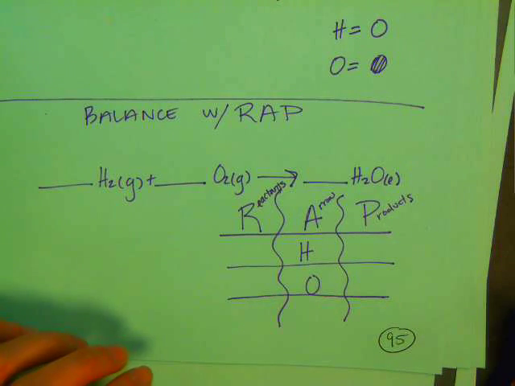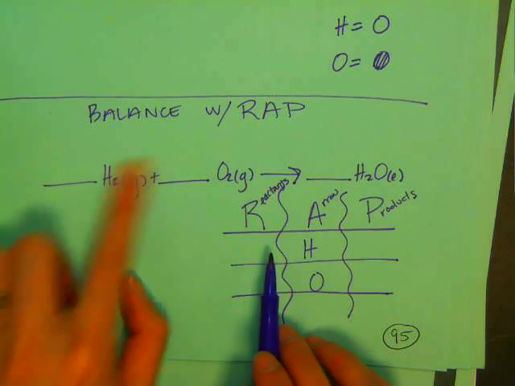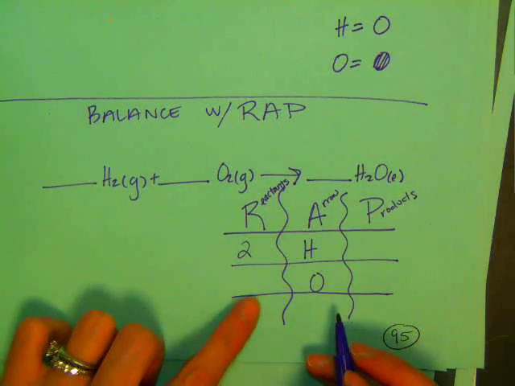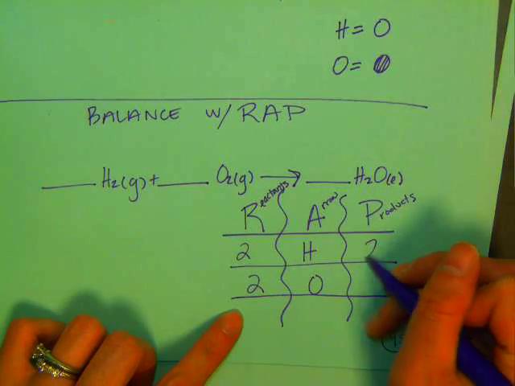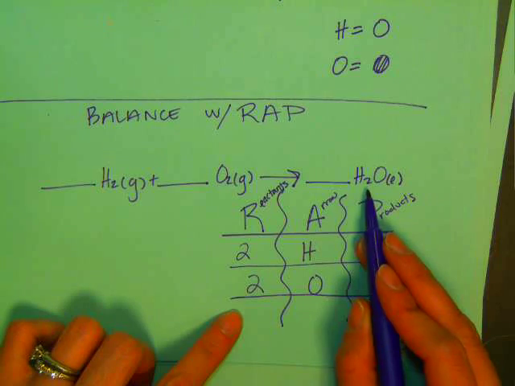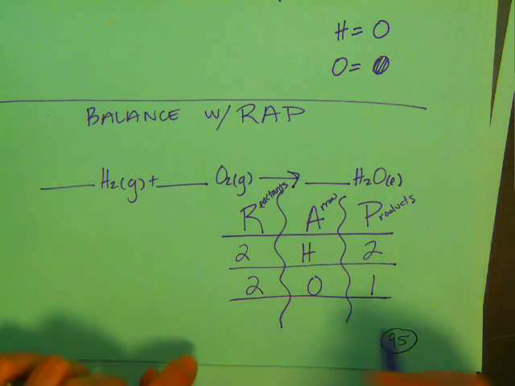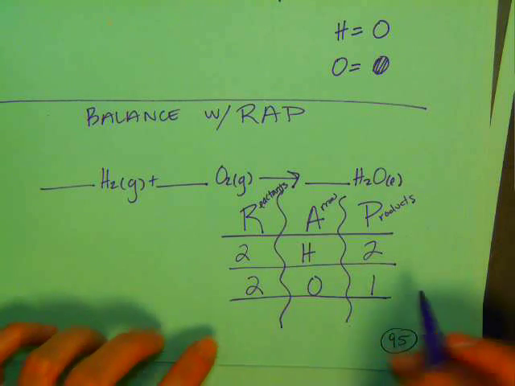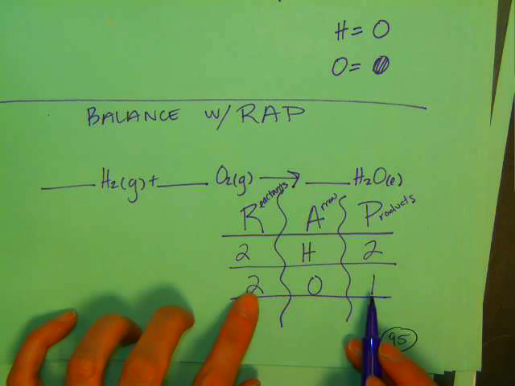Okay? Do me a favor. How many H's are on the reactant side? 2. How many O's? 2. How many H's are on the product side? 2. Do you see 2? Is the product side always to the right? Correct. So right away, you guys see an issue, right? There's a problem. The products are not equal to the reactants.